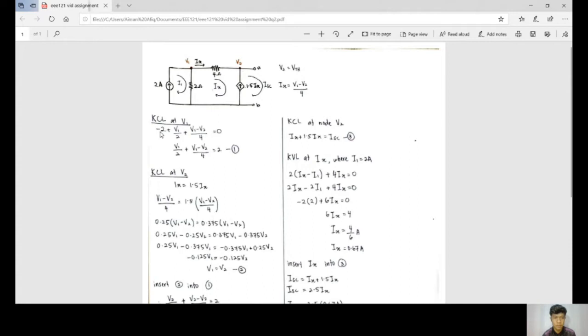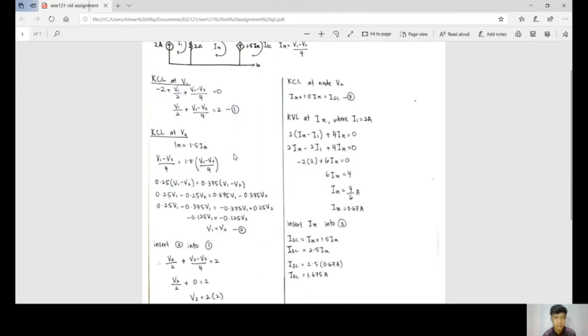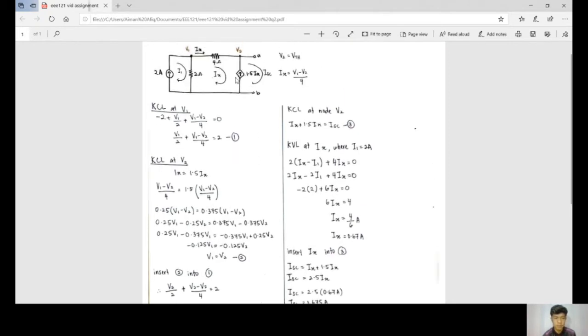We move the negative 2 to the right side and we get V1 over 2 plus V1 minus V2 over 4 equal to 2, and we name it equation 1. Then we do the KCL at V2, which is Ix equal to 1.5 Ix. We know the equation for Ix is V1 minus V2 over 4, so we insert it into the equation.